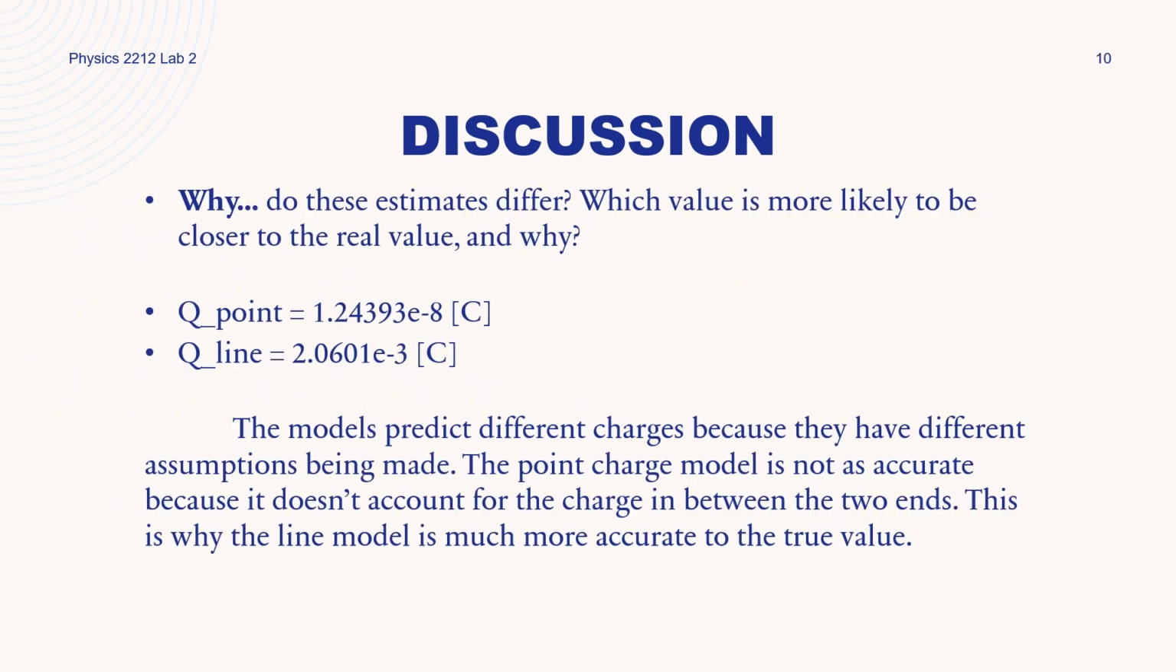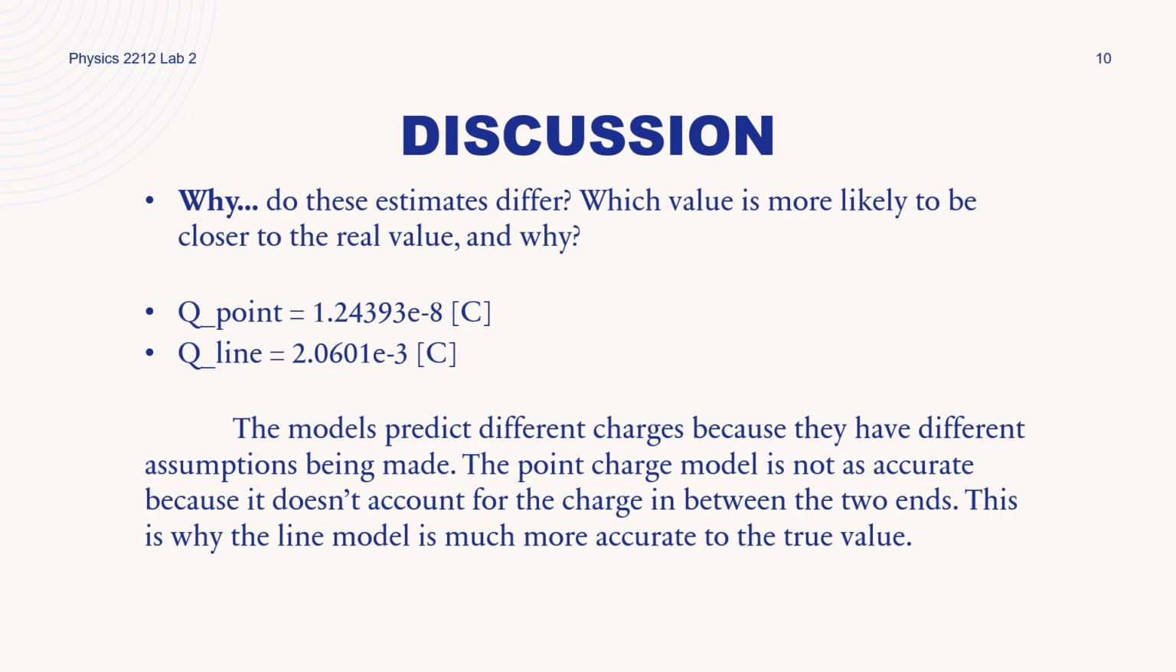But why do these estimates differ? Which value is more likely to be closer to the real value, and why? Well, like I had mentioned previously, the models predict different charges because they have different assumptions being made. The point charge model is not nearly as accurate because it doesn't account for the charge between the two ends.